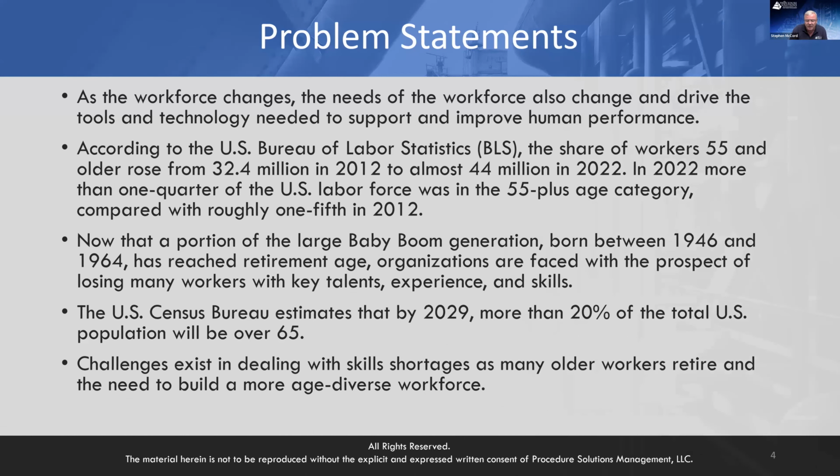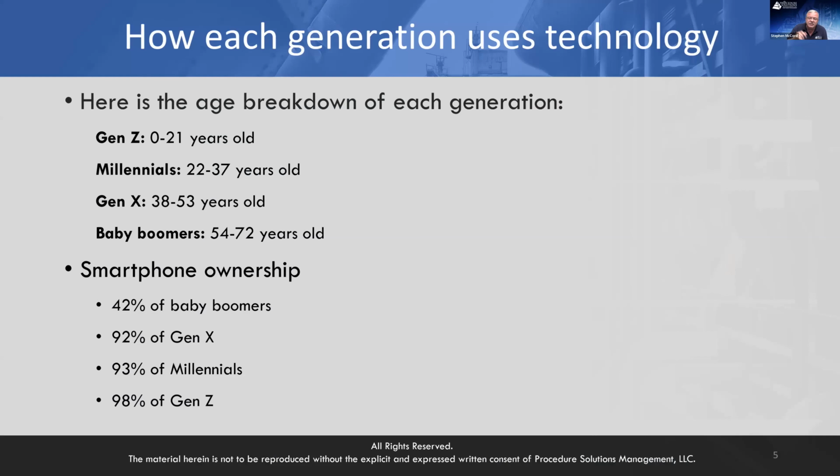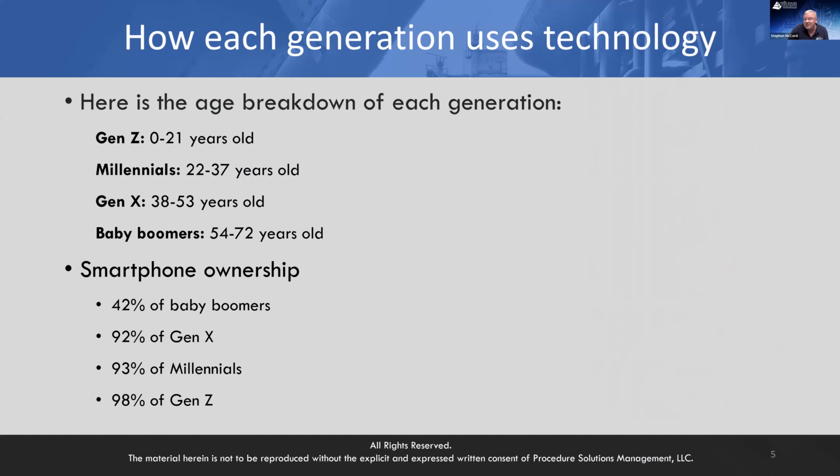So now as you move forward from this, let's look at how each generation uses technology. And I thought this was really interesting. So here's first, as we talk about the different age groups, here's the age breakdown for each generation. When we talk about Generation Z, and you see that on the internet, we're talking about the 0 to 21-year-old age group. Millennials are 22 to 37. Generation X, I didn't even know there was a Generation X. Generation X is the 38 to 53-year-olds. And then the baby boomers is the 54 to 72.